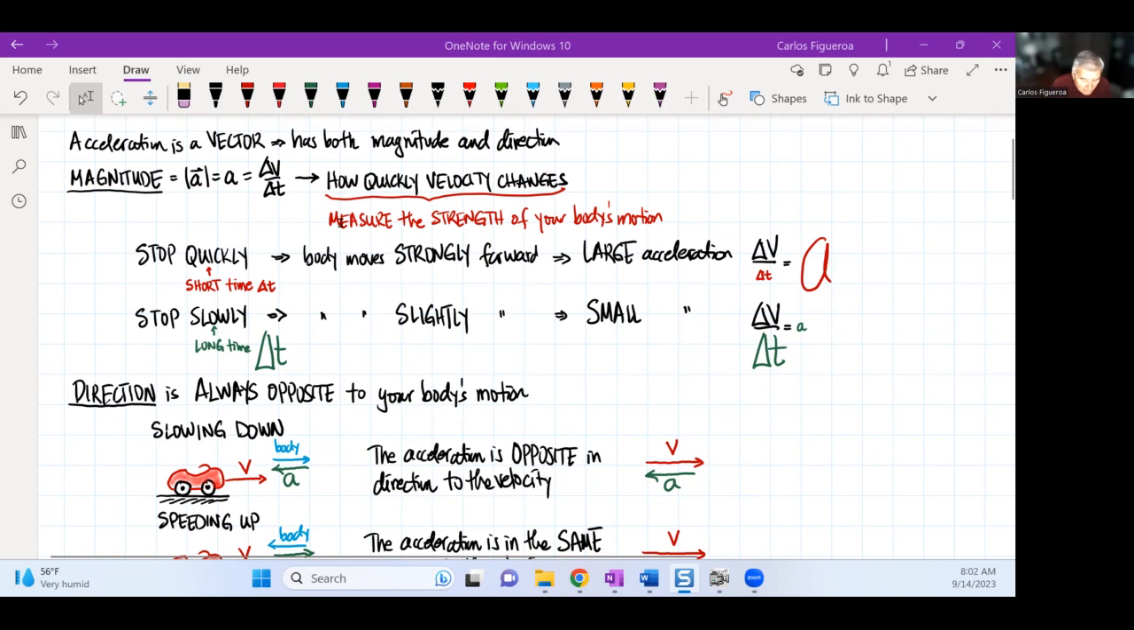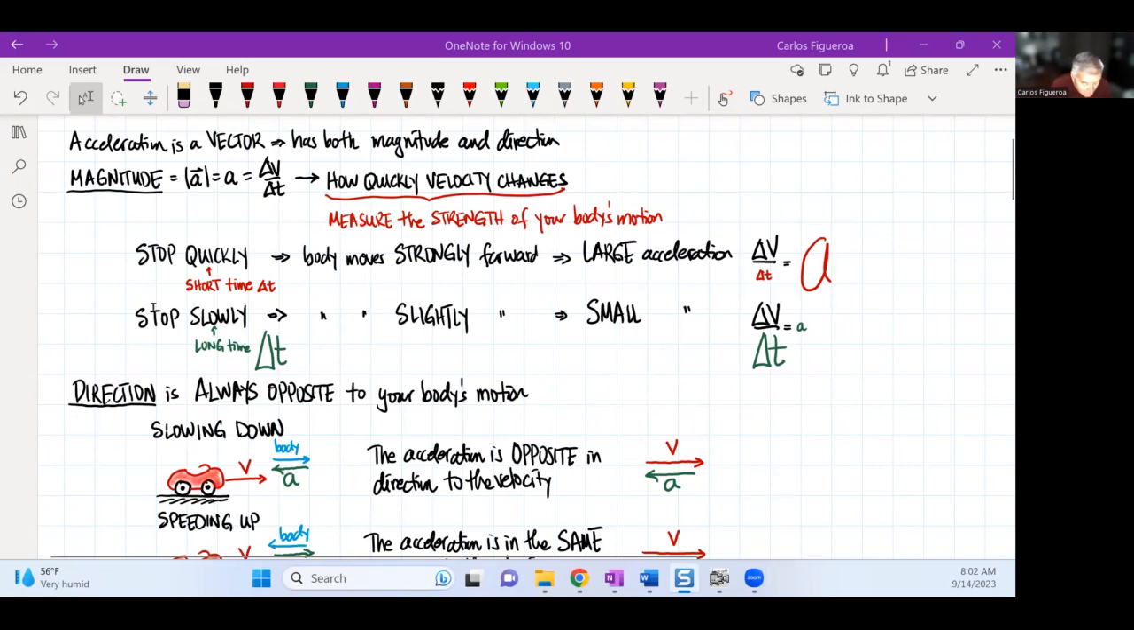And what we tried to say here is that the way we measure magnitude in everyday situations is we measure the strength of your body's motion. If you stop quickly, and what we mean by quickly is that you stop over a short time interval, your body moves strongly in the forward direction. Because it's strong, we then say that that's a large acceleration. Why is it a large acceleration? Because a little bitty time in the denominator gives you a large acceleration value.